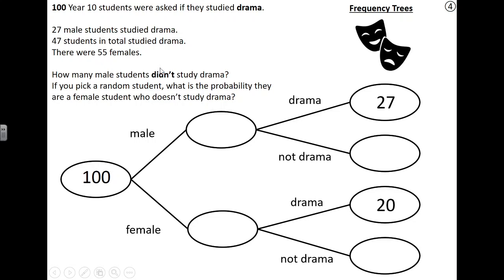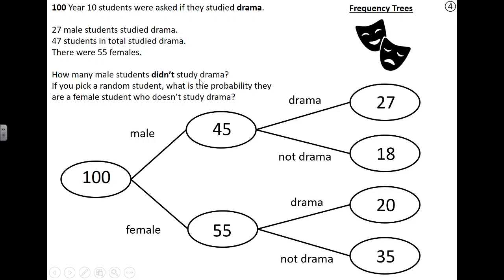And then there were 55 females. So now we've got everything we need to fill in the rest. So what do you add to 55 to make it up to 100? 45 male. What do we add to 27 to make it up to 45? So there's 18 male that don't do drama. And what do we add to 20 to make it up to 55? 35. So that means there's 35 female that don't do drama.